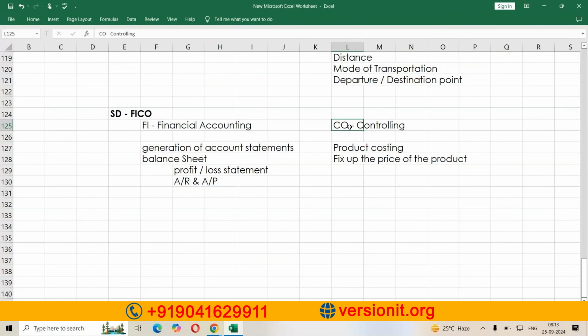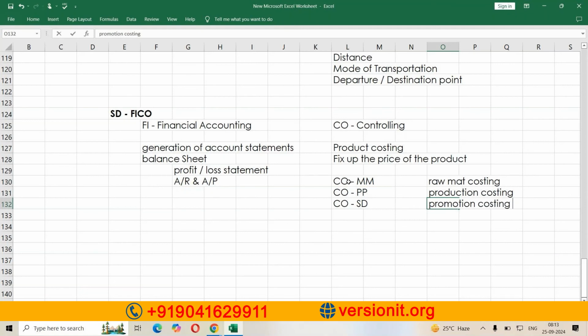because this controlling team works with MM to know the cost involved in buying the raw materials. They work out the raw material costing. Once they have that information, then CO works with the production team: what is the cost involved in manufacturing a particular product? Then CO works with the sales team: what is the cost involved in promoting the product?